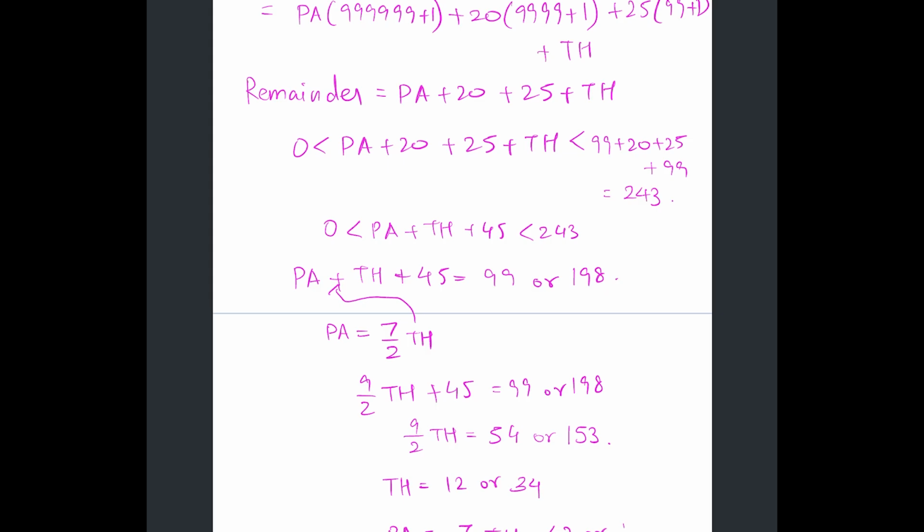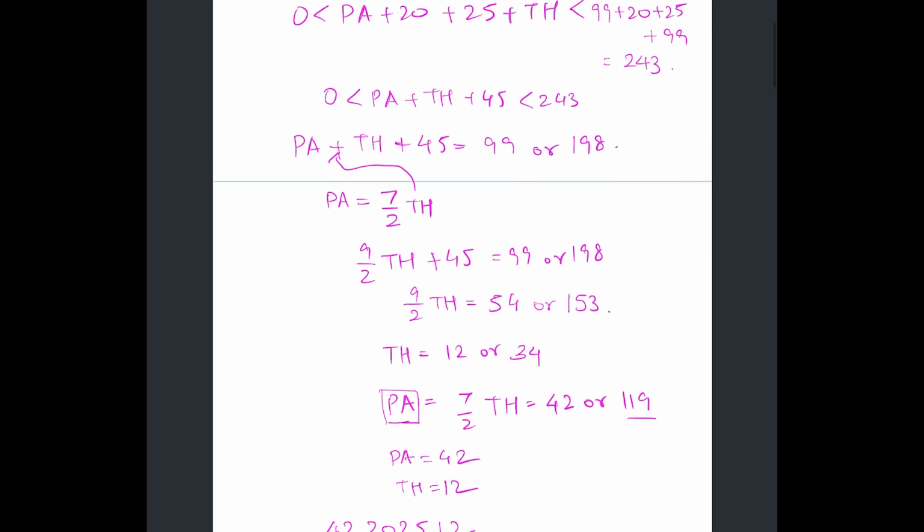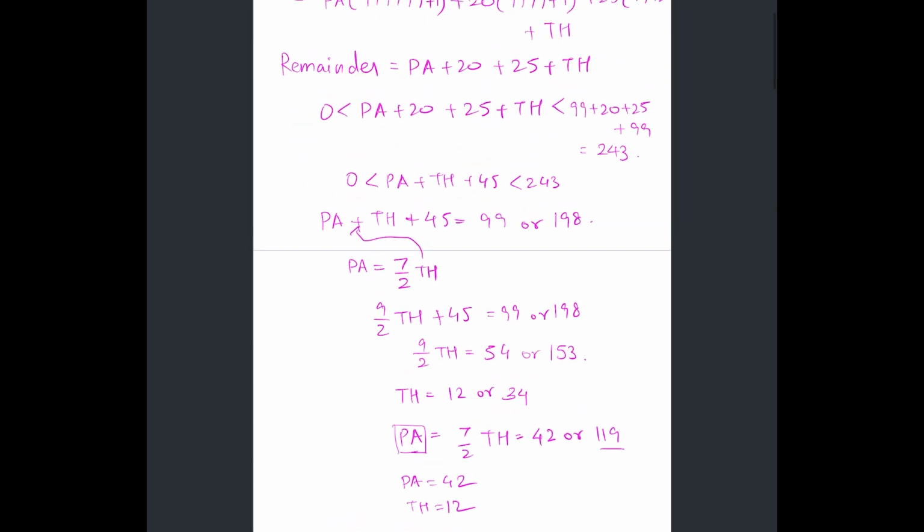And we know that PA is equal to 7 by 2 TH, which equals 42 or 17 sevens are 119, right? But PA can't be 119, it's a two-digit number, right? So PA is 42 and TH is 12, so the number is 42202512, right? This is the 8-digit number that we wanted.